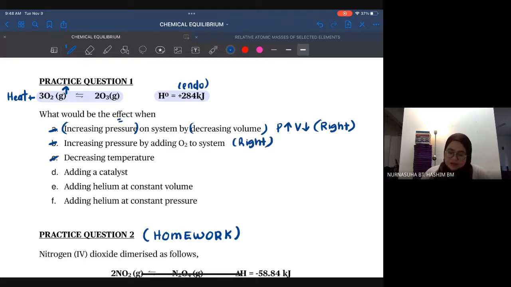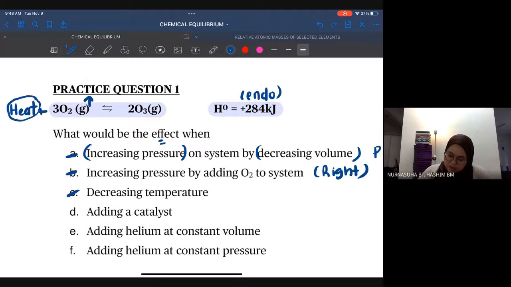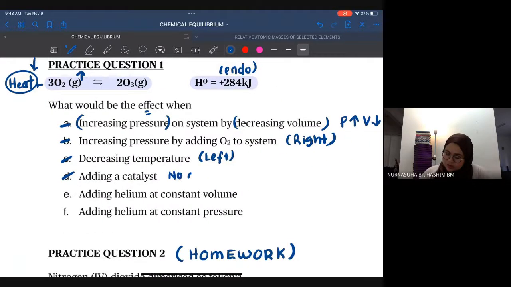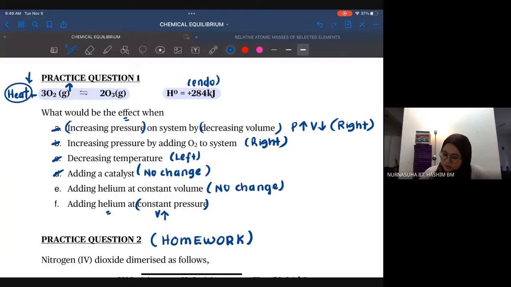Next, decreasing temperature. Okay, dekat sinilah kita perlu guna heat. So, kalau decreasing temperature maksudnya heat tu berkurang. So, maksudnya kita perlu tambah balik heat dengan cara shift the equilibrium to the left. Okay, add catalyst. No change. Constant volume, also no change. Tapi kalau kita tambah inert gas at constant pressure, volume akan berubah, which is volume increase. So dia akan pergi towards a fewer number of mole, which is to the right.